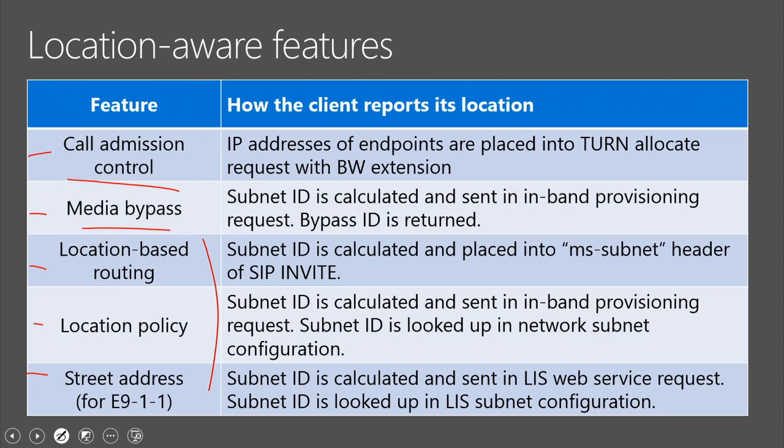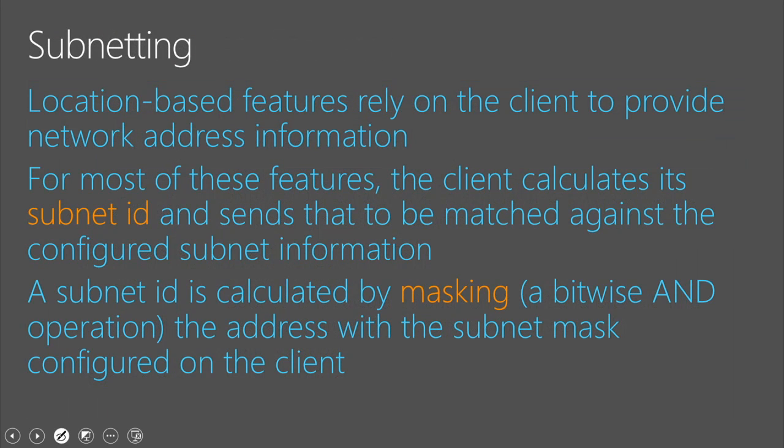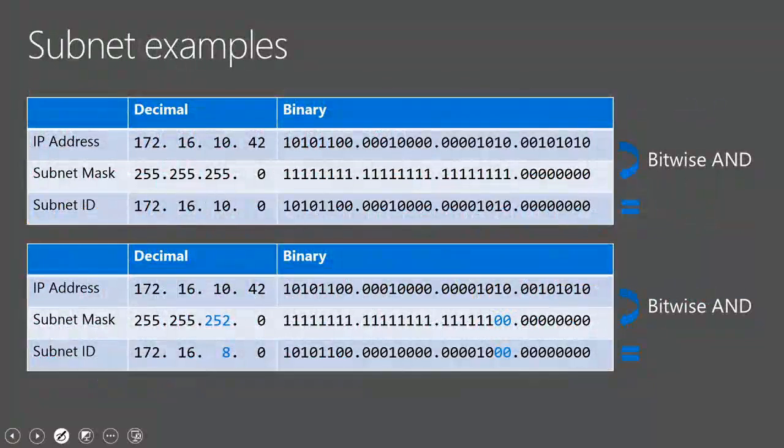For most of them, the client calculates its subnet ID, and it sends just a subnet ID. And that will be important when we're adding subnets to Skype for Business. The subnet ID that is sent is masked locally. So the client will have a network mask, a subnet mask assigned to it, and it masks that.